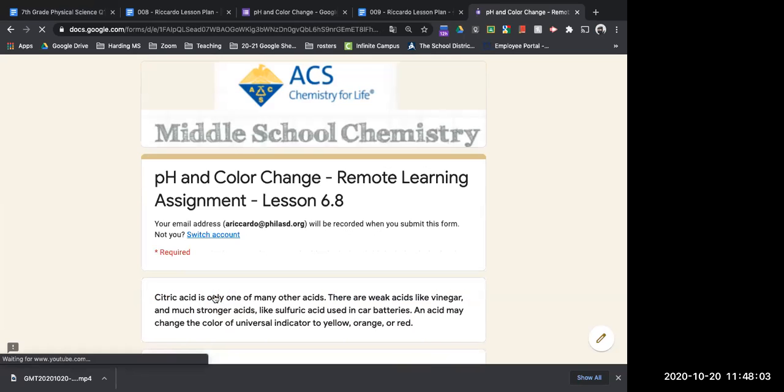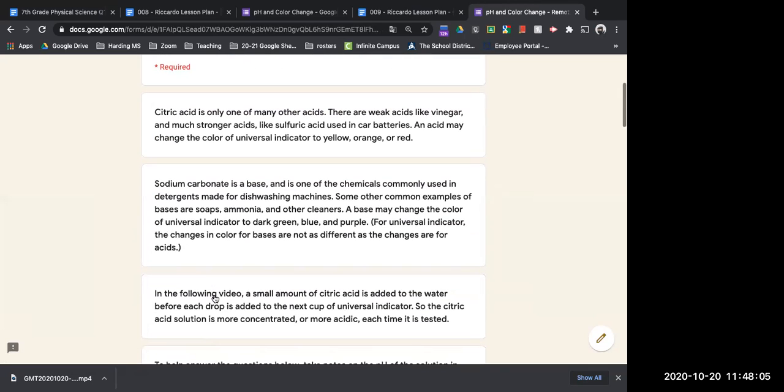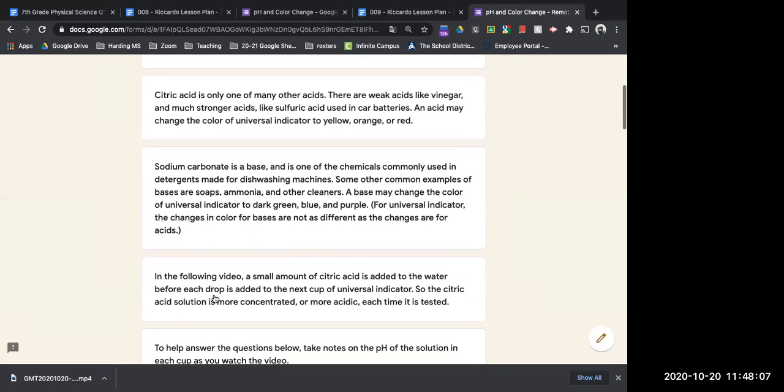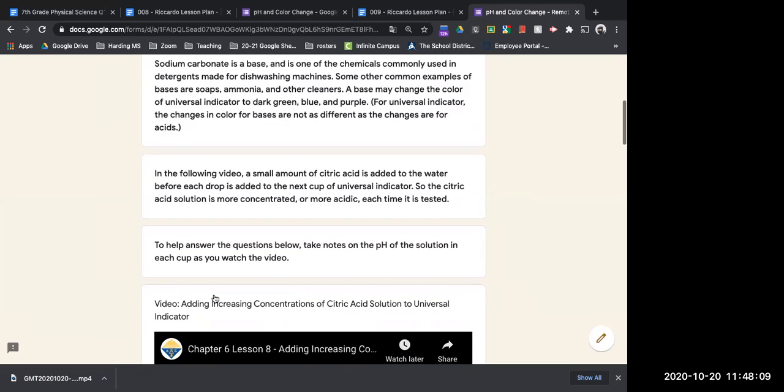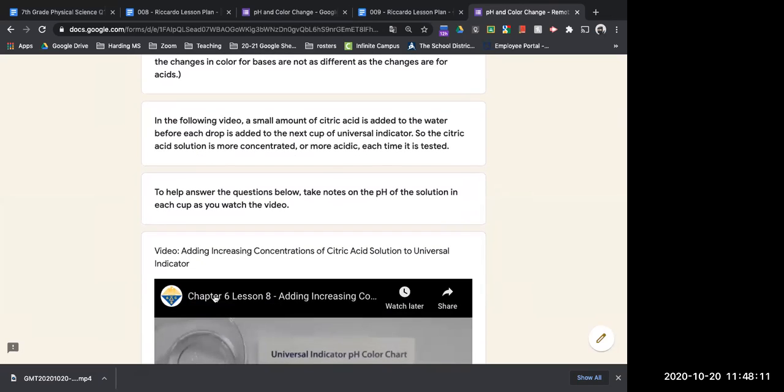Water is green. That's neutral. Citric acid is a weak acid. It's like vinegar. All right. In the video, a small amount of citric acid is added to the water before each drop is added to the next cup of universal indicator. So the citric acid solution is more concentrated and more acidic each time it's tested. So it should get more and more red as it goes.